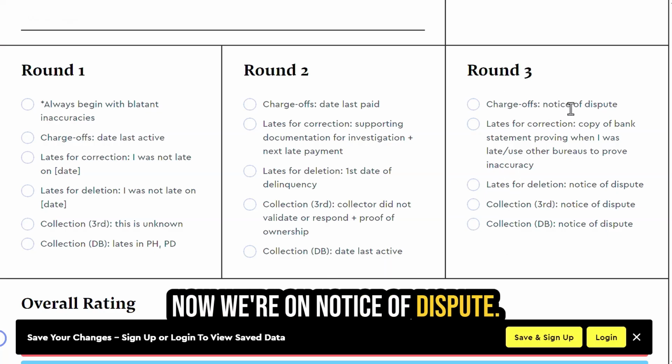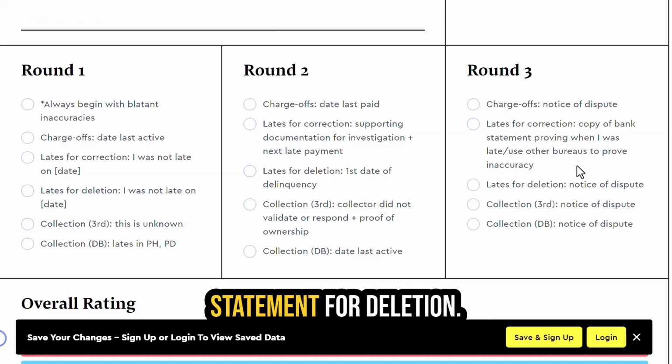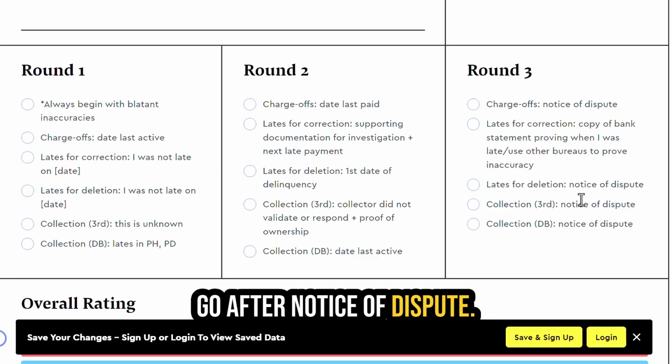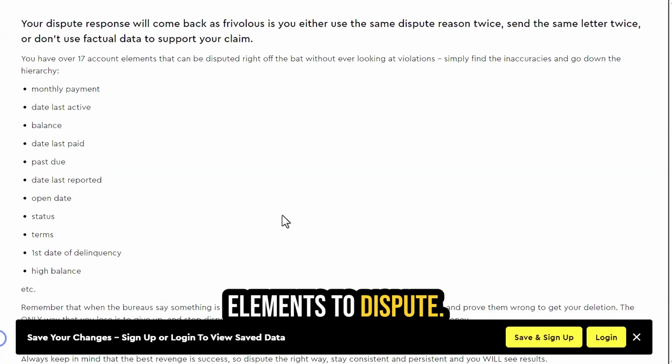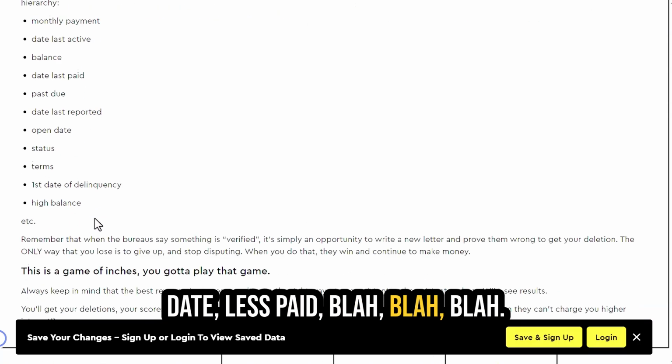Now we're on notice of dispute. Let's go back. Late for correction, ask for the copy of the bank statement. For deletion, go after notice of dispute. You have 17 account elements to dispute. Remember the hierarchy: monthly payment, date last active, balance, date last paid, and so on.